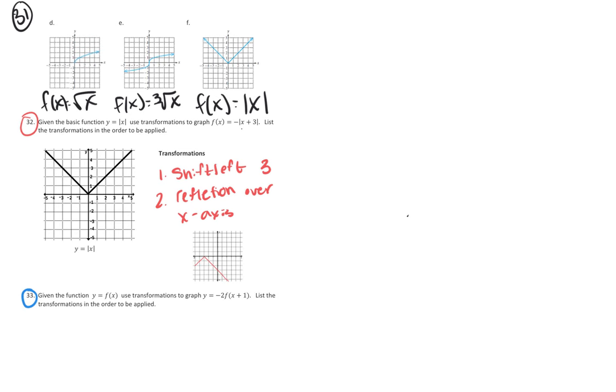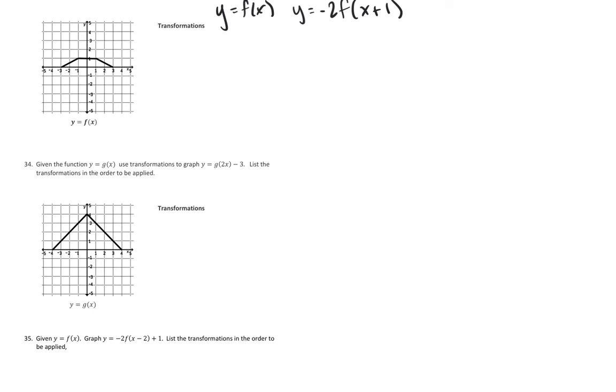Number 33 says given the function y equals f of x, use the transformations to graph y equals -2 f of x plus 1. List the transformations in the order to be applied. So we're actually going to do this one on the next page where the graph is. So our transformations in order is going to be first, we're going to shift left by 1. Our second transformation is going to be to stretch vertically by a factor of 2. Then our last transformation is going to be reflecting about that x-axis.